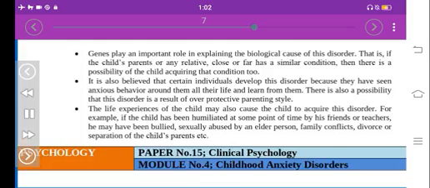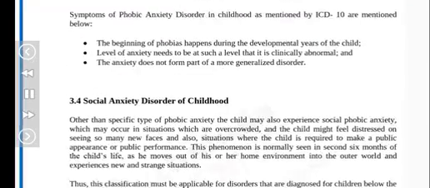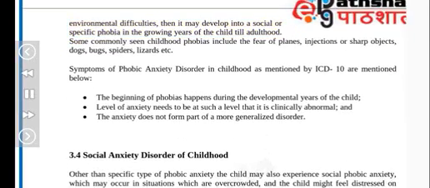environmental difficulties, then it may develop into a social or specific phobia in the growing years of the child till adulthood. Some commonly seen childhood phobias include the fear of planes, injections or sharp objects, dogs, bugs, spiders, lizards, etc.